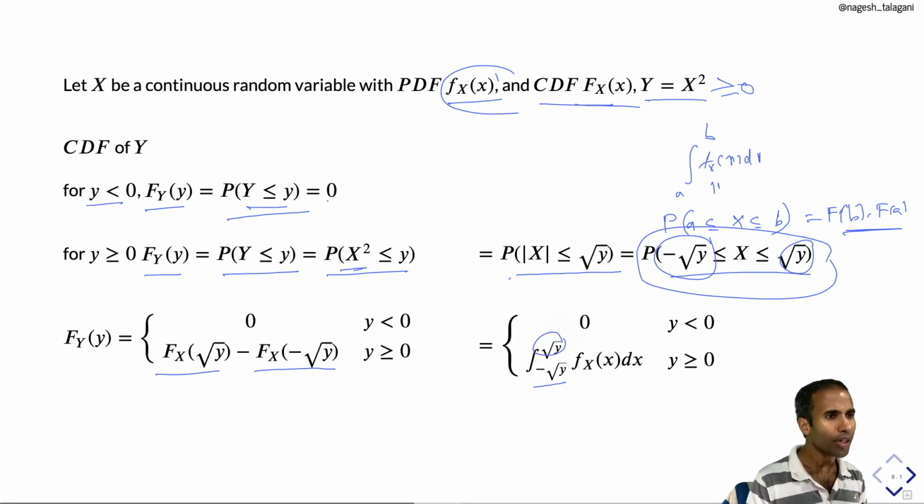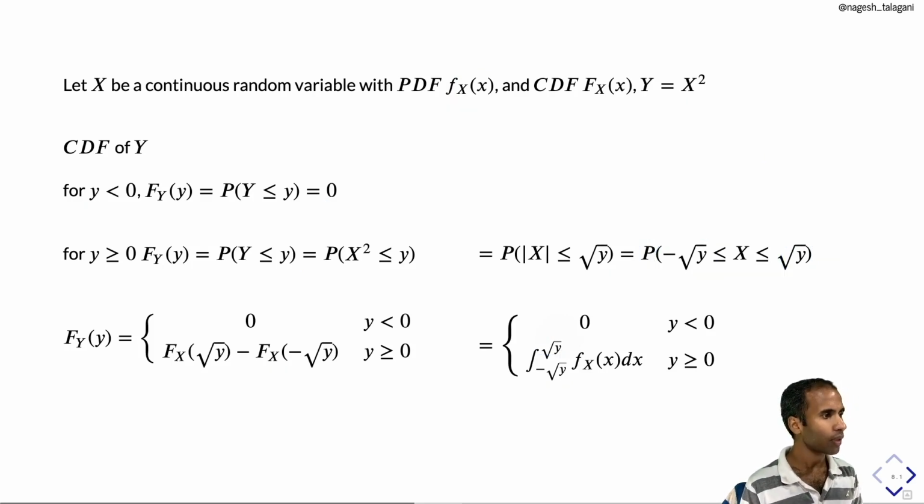Okay, now if you differentiate it, let me clear this.